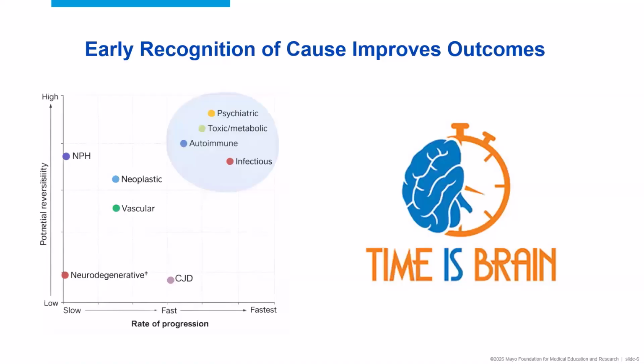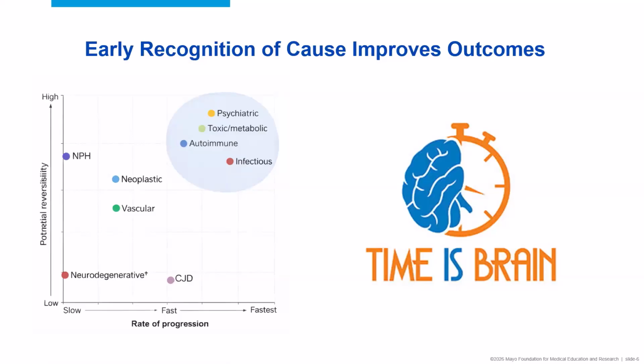Recognizing the cause of these diseases is critically important. Again, these rapidly progressive dementias progress very quickly. When you look at the different etiologies, you can break it down into those that are readily treatable and those that are not. That blue circle indicates those that we would consider relatively treatable or easy to treat.